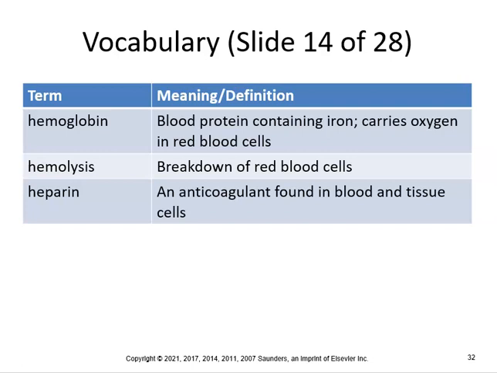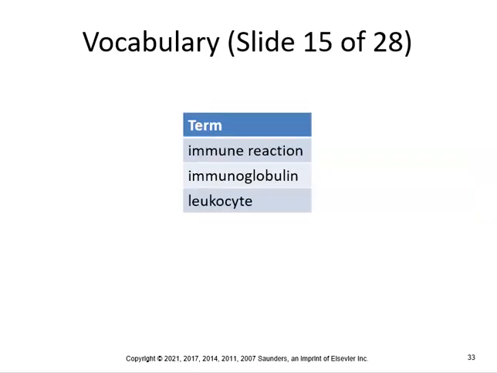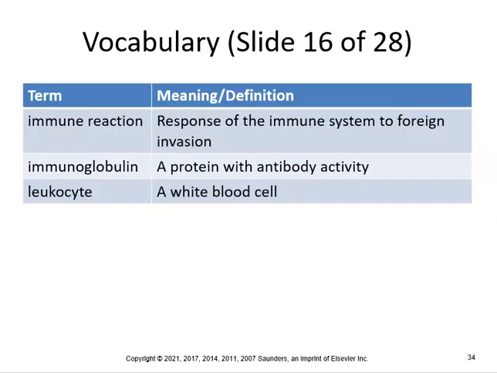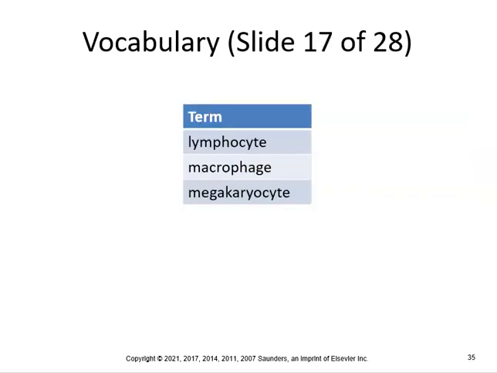Hemolysis, breakdown of red blood cells. Heparin is an anticoagulant found in blood and tissue cells. Immune reaction, immunoglobulin, and leukocyte. Immune reaction would be a response of the immune system to foreign invasion. Immunoglobulin is a protein with antibody activity. Leukocyte is a white blood cell.